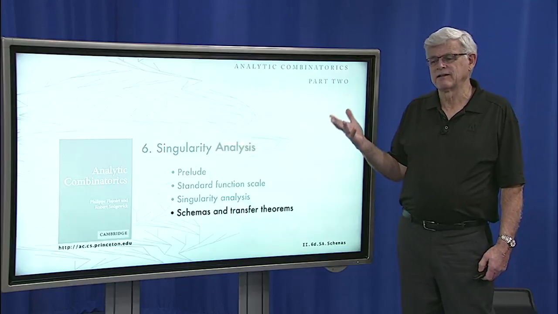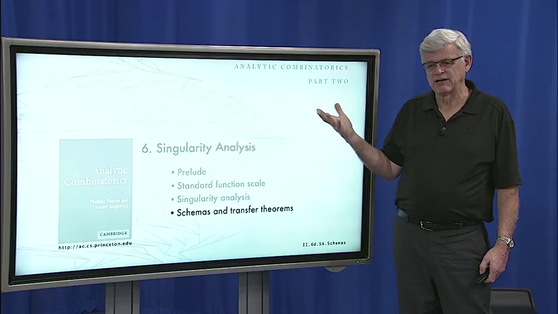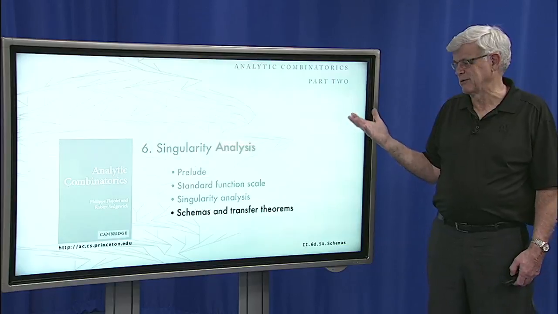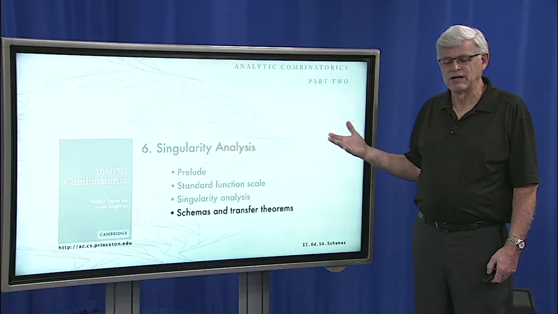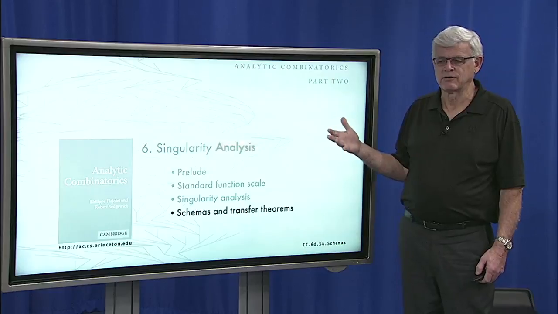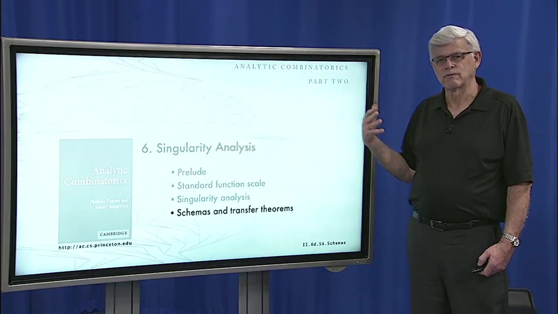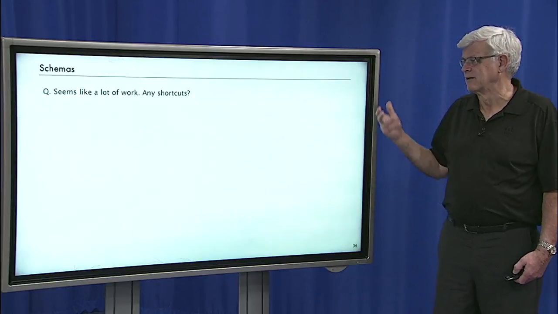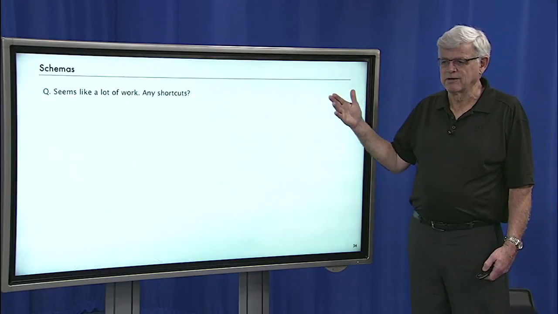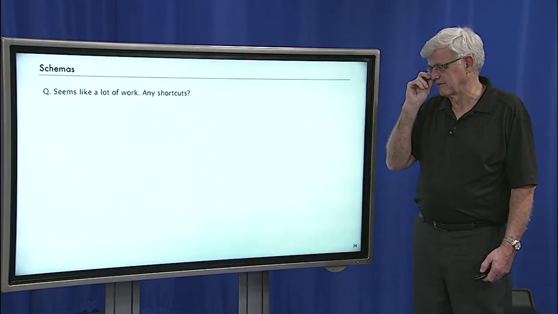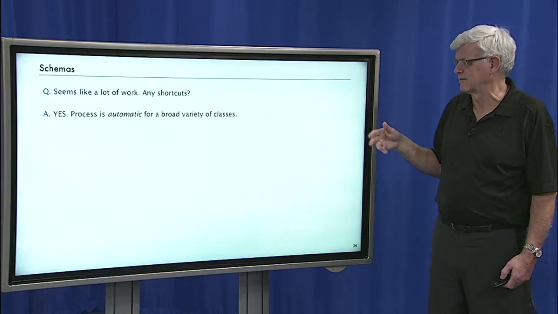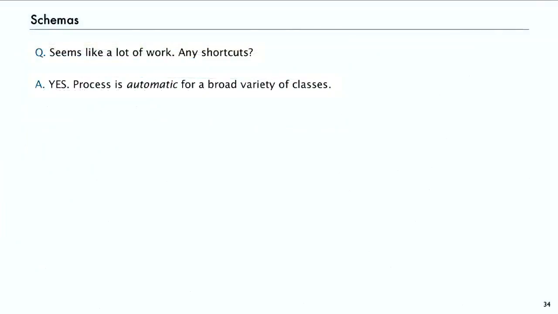So fully understanding the proof of the singularity analysis is certainly deep water in complex analysis. But as promised, now what we're going to do is look at some general schemas that in applications will free us from a lot of that difficulty. It seems like a lot of work approximating a function and checking delta analyticity and other things. The question is, are there any shortcuts? And the answer is yes, the process is really automatic for a broad variety of classes. And we'll look at some examples.